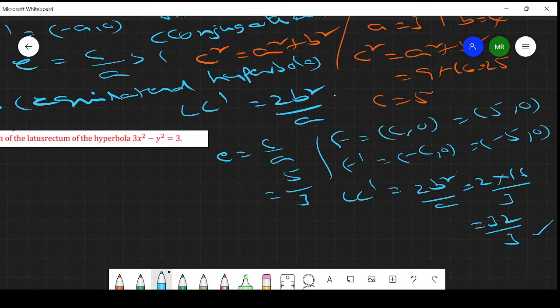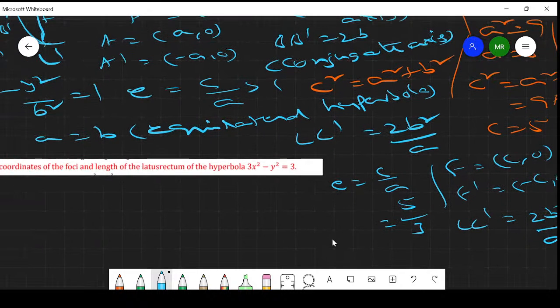Always the length is 2b square by a, in the case of ellipse or hyperbola. There is no change. I am not changing the formula. 2b square by a only. You get 32 by 3. That's all. I hope these are the problems they are going to ask in your board exam.